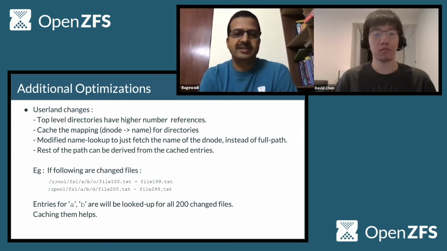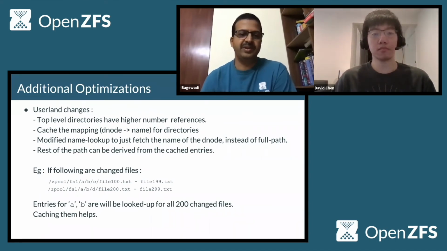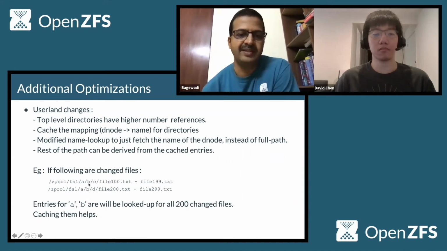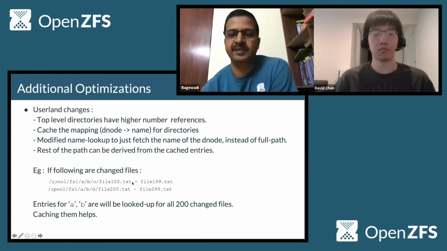like earlier mentioned, the top level directories, which are common as you grow closer to the root of the data set, those would be dereferenced a large number of times, depending on how many entries have changed. For example, if you look at the below change here, if there were 200 changed files, we would be dereferencing the directory A, B multiple times in there. Or for example, C itself would be dereferenced about 100 times.